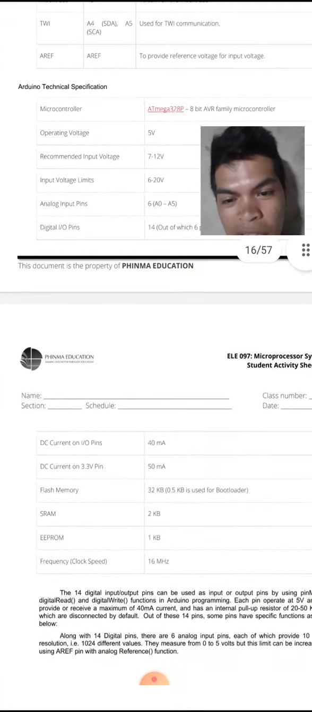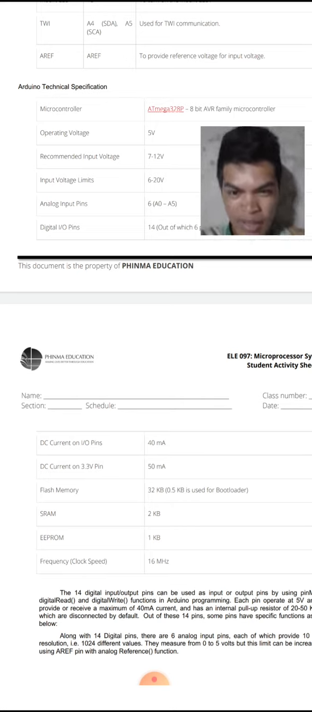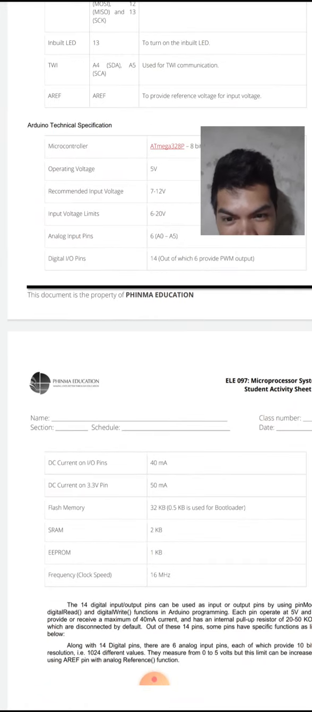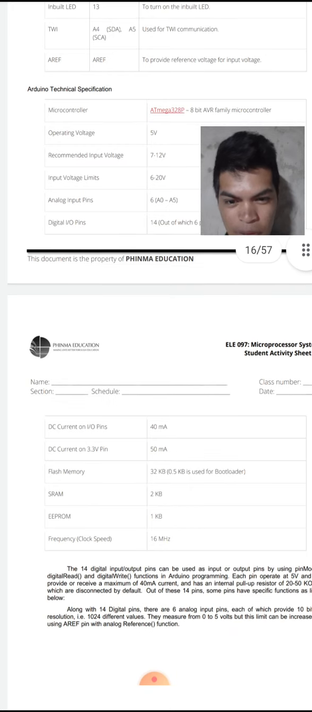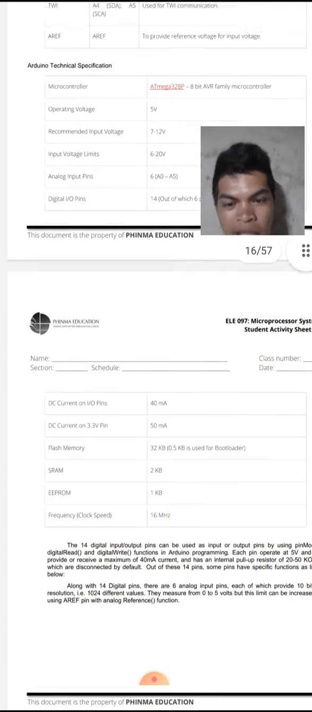We also have DC current on I/O pins, 40 milliamperes. DC current on 3.3 volt pin, we have 50 milliamperes. Flash memory is 32 KB, of which 0.5 KB is used for the bootloader. And SRAM is 2 KB. EEPROM is 1 KB and frequency or clock speed is 16 MHz.